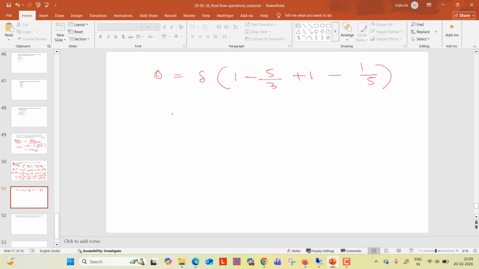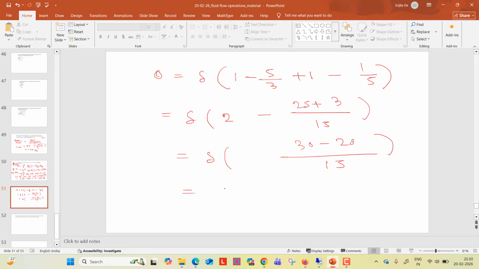So it is delta into (2 minus 5 by 3 minus 1 by 5), which over the common denominator 15 is delta into (30 minus 25 minus 3) by 15, that is 2 by 15 into delta. So this is your answer, the momentum thickness.